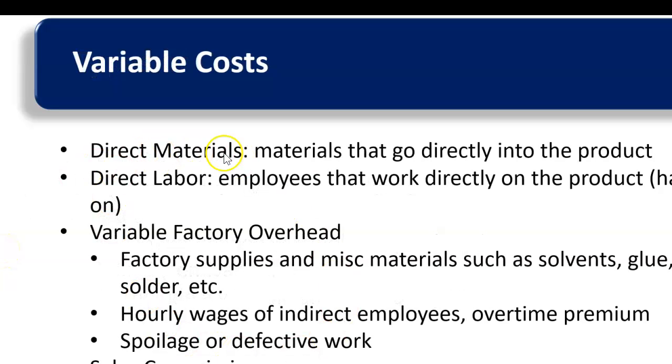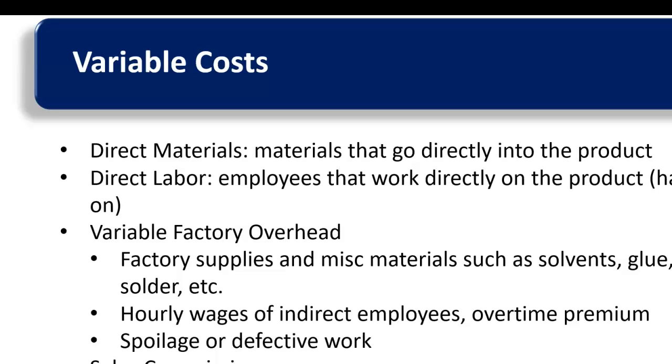So the type of costs that are variable costs are direct materials. As you can imagine, materials that go directly into the product vary with the amount of product that's produced, right? You don't need as much wood if you're not producing very many chairs. Direct labor, same thing. These are the employees that work hands-on the product. So as you produce more product, you're going to need more employees working on it, so the labor is going to go up.